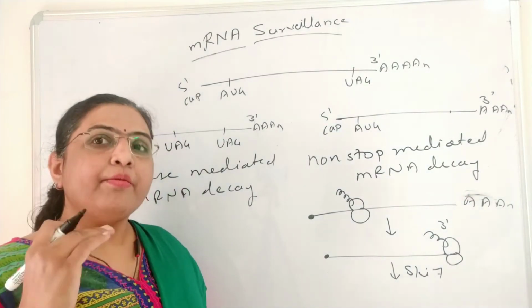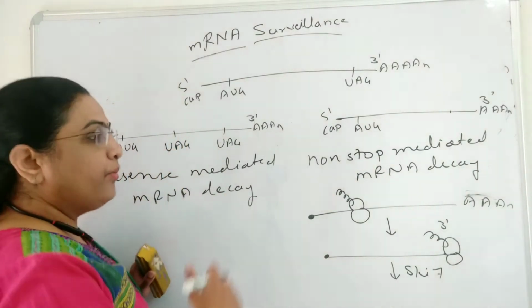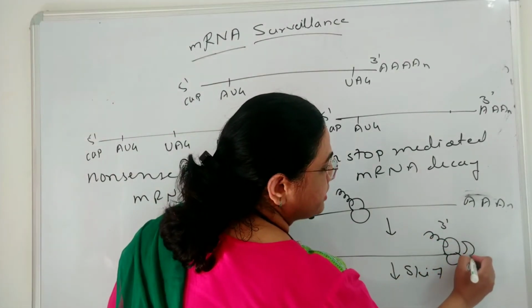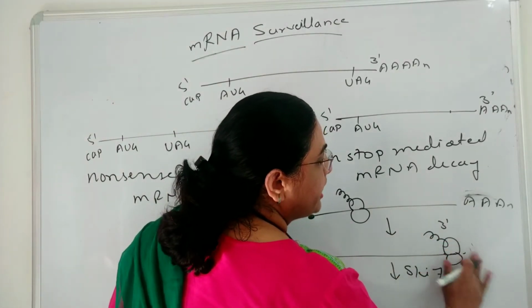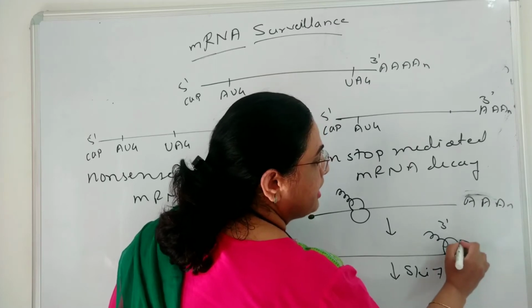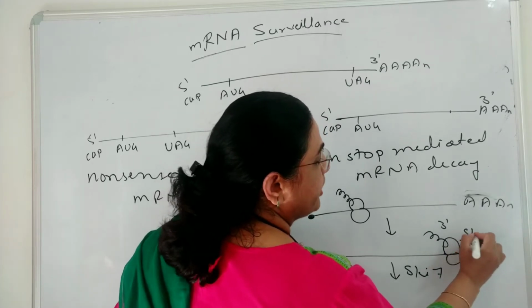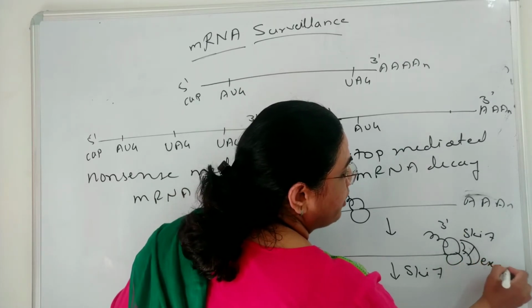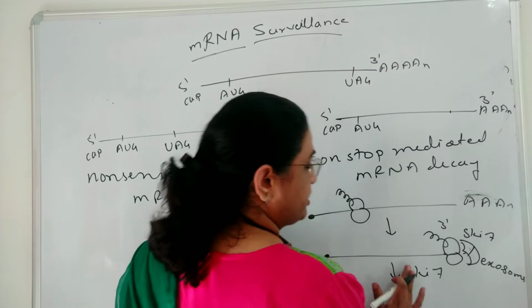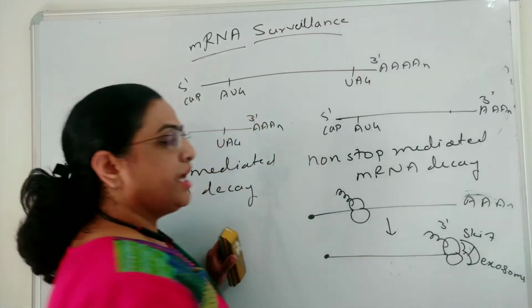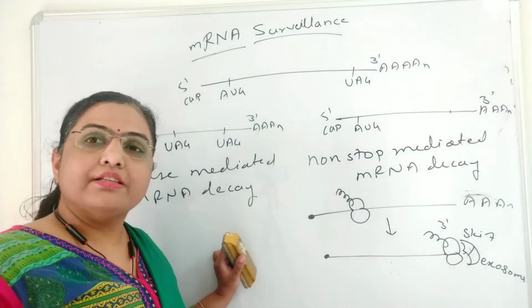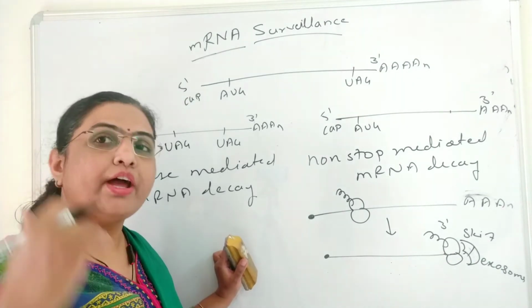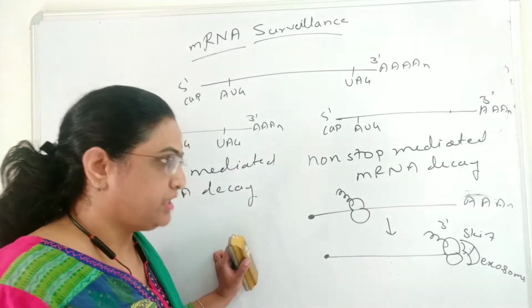So these SKI proteins are going to be loaded over these ribosomes, and when SKI7 is loaded, there is also the loading of the exosomes. What are the exosomes? Exosomes are nucleases. They are exonucleases having 3' to 5' exonuclease activity.